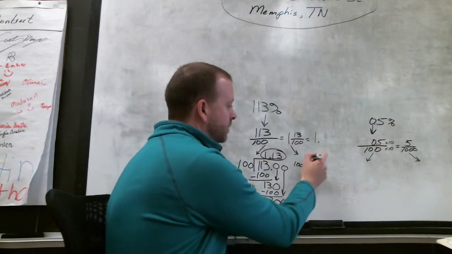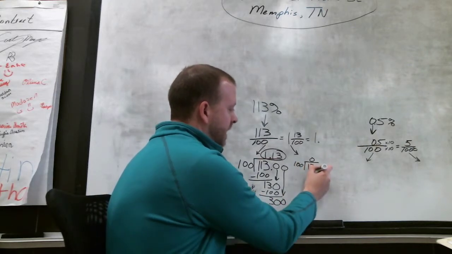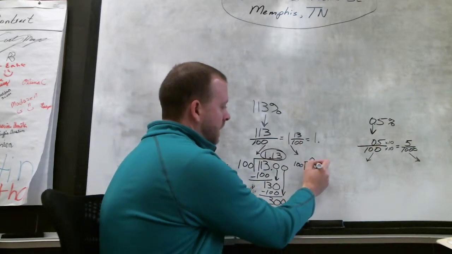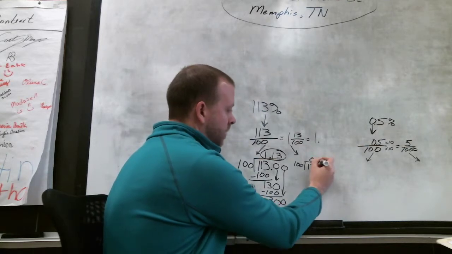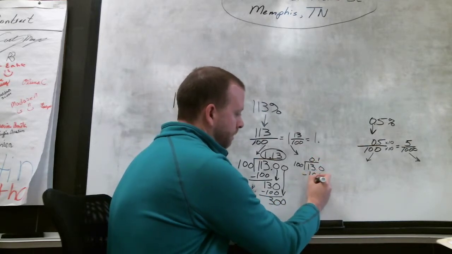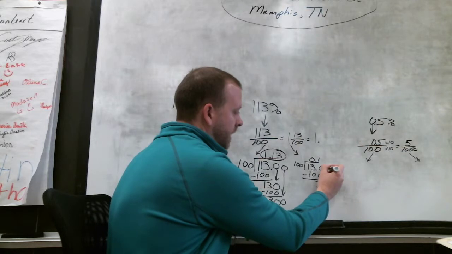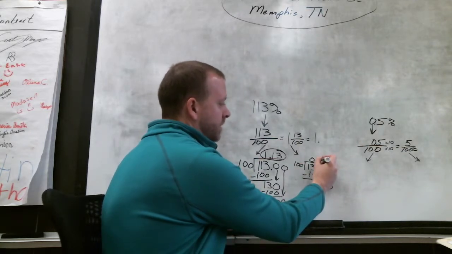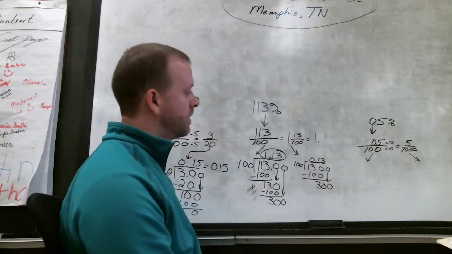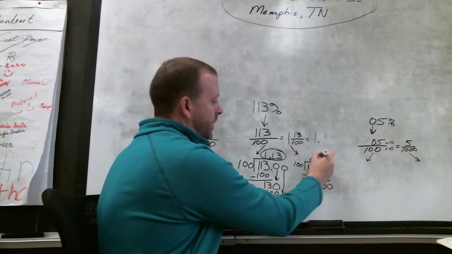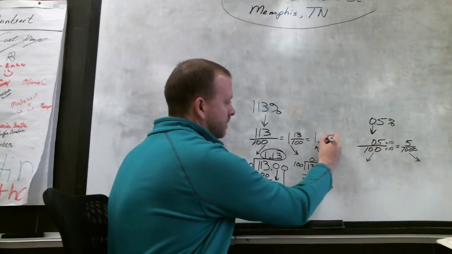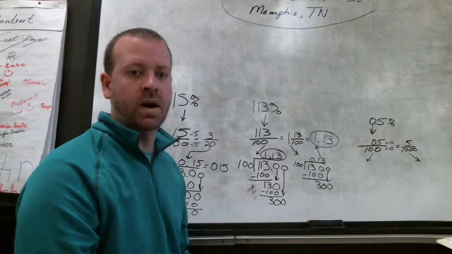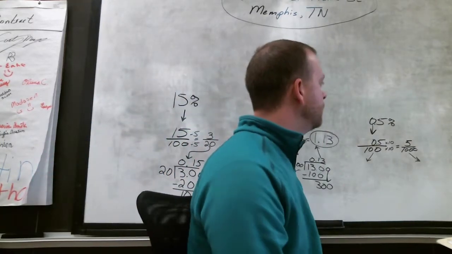100 will not go into 13, so we have to add our decimals and our 0. And how many times will 100 go into 130? Well, once. Put 30 left over, add our 0 and keep going. 100 will go into 300 3 times. Okay, that is this part. We add this to this, and we got the same answer. Okay, all right. Then on to the next one.